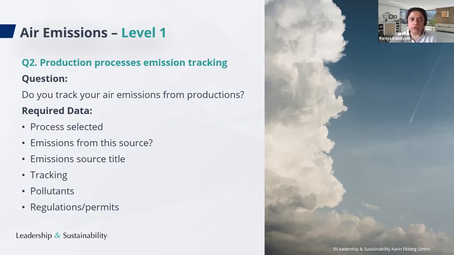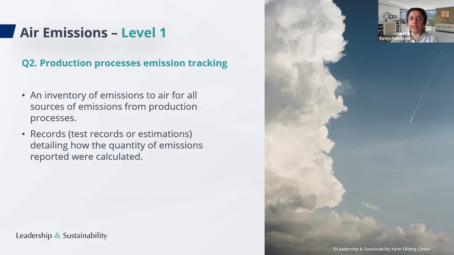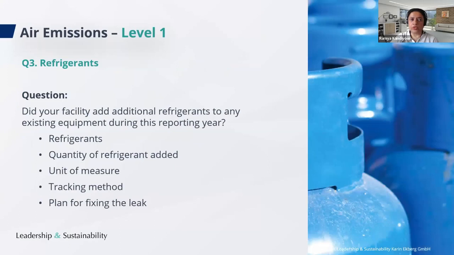Okay, let's move on. So we talked about the production process emissions tracking, what we would require to understand and track, and how we would require to do that. Ideally, you should have an inventory of emissions to air for all of the sources of emissions from the production processes. You should also have records, test records, or estimations. Let us say you have VOCs and you are estimating this from the MSDS of a particular chemical, then you should be able to show the calculations that you are making to the verifier who is coming to check that, detailing how the quantity of emissions was reported and calculated. So that's your question number two.